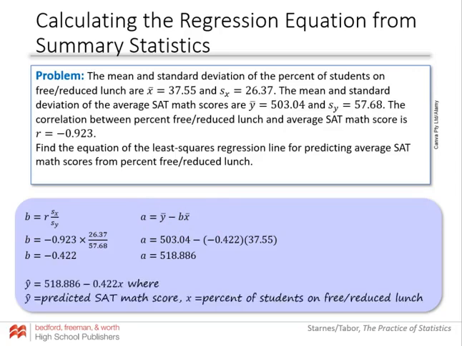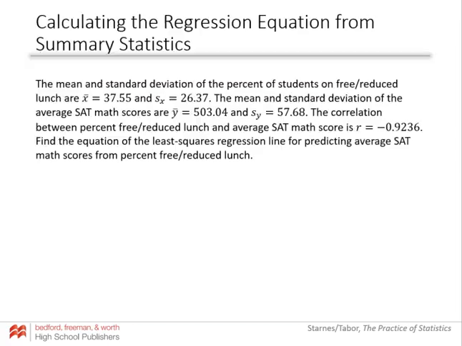Then when you write your equation, so my equation is y hat equals, and then I use my y-intercept and my slope, and we always have to define the variables that we are using. So y hat in this context is the predicted SAT math score, and x is the percent of students on free and reduced lunch. Okay.